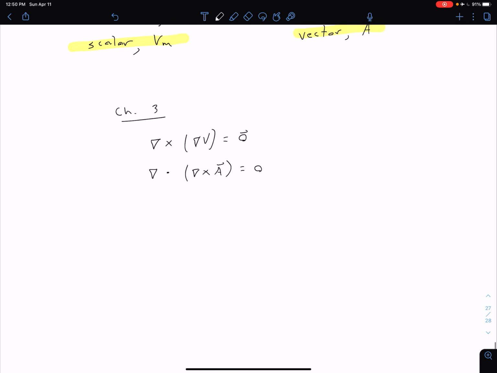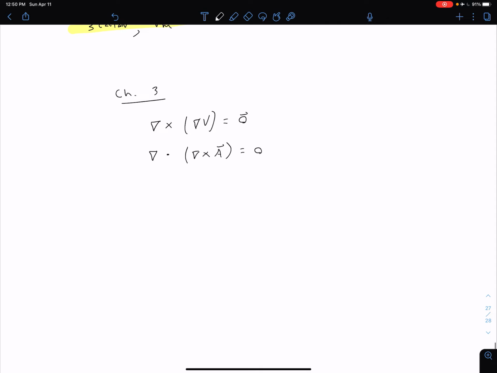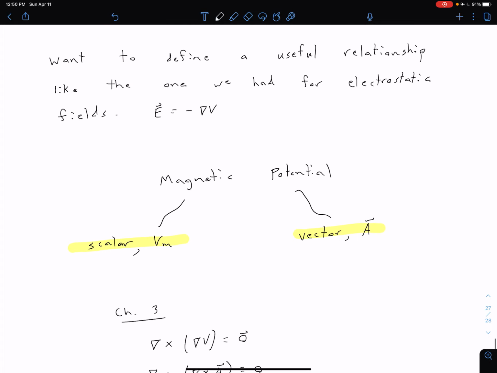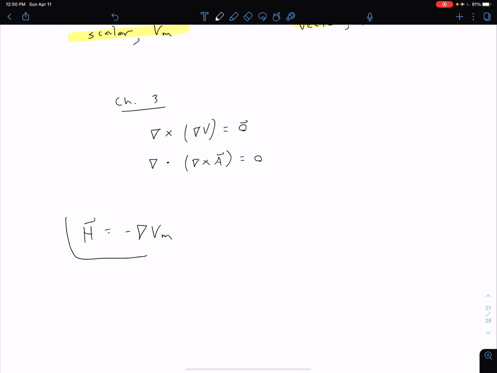Okay, so let's start with our scalar magnetic potential V sub m. So we're going to define this magnetic scalar potential as H is equal to negative gradient of V sub m. So very similar to what we saw with our electric potential up here. However, we need to add one condition to this. We need to say that this is only true if our J is equal to 0. So if we have 0 current density.